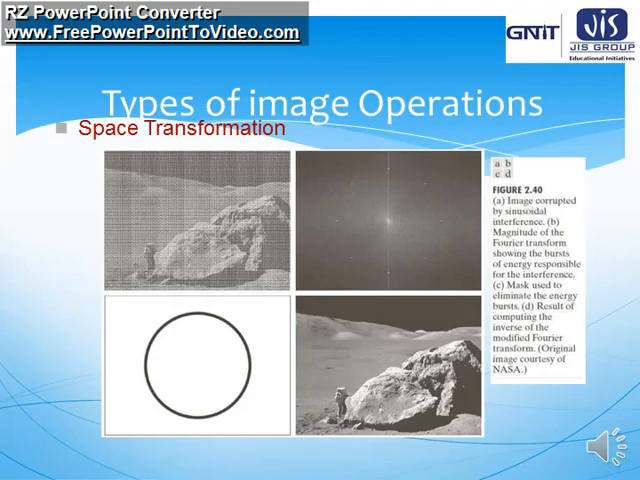So these are the different types of image operations which I have already mentioned. One is point operation, another is local operation, and the last one is global operation. So these are the image operations.